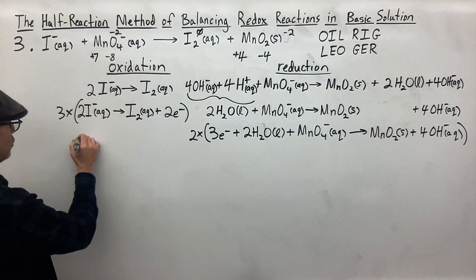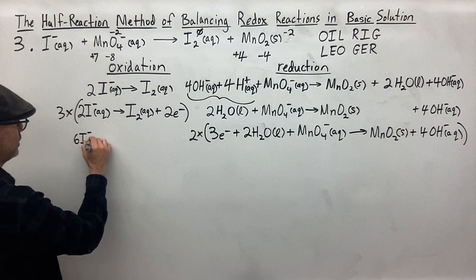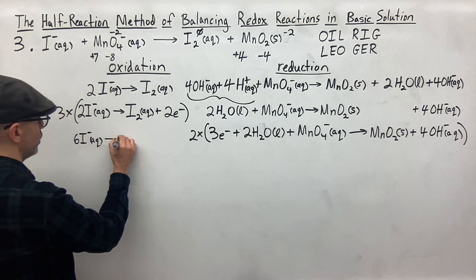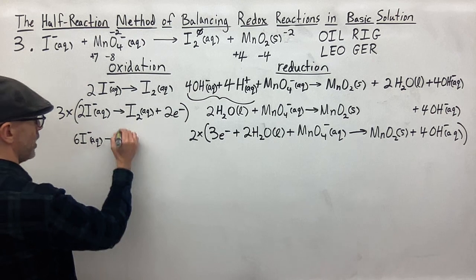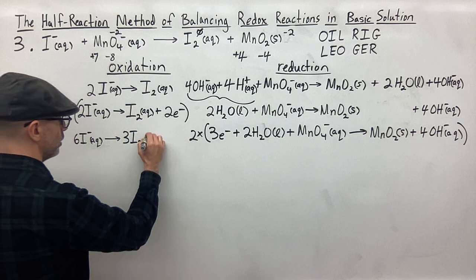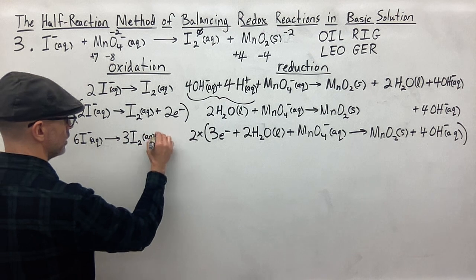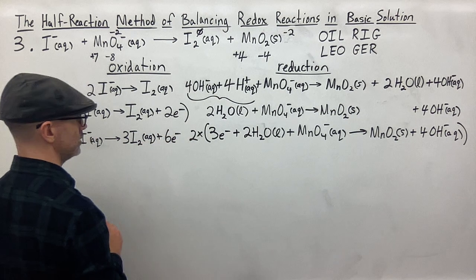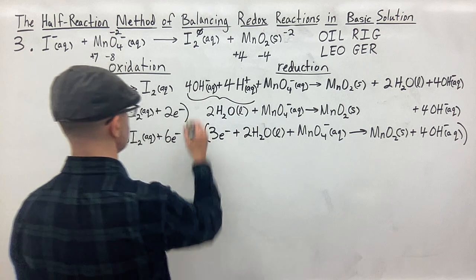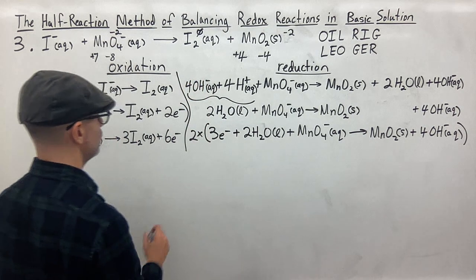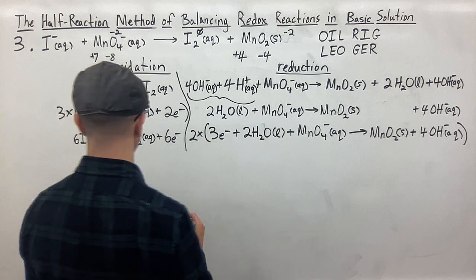So let's go ahead and write this out. So 3 times 2 is 6. So I have 6I minus aqueous, and that's going to go to 3I2 aqueous plus 6 negative electrons. I'm going to multiply this. Let me put a line here to separate those two more clearly.